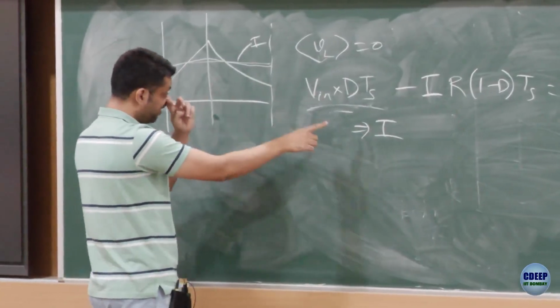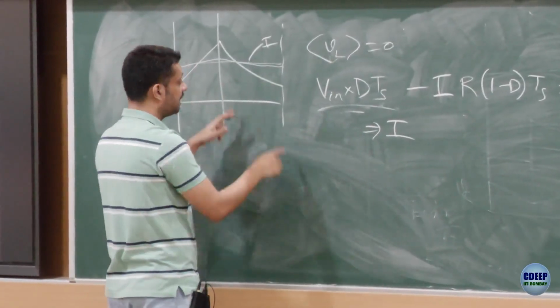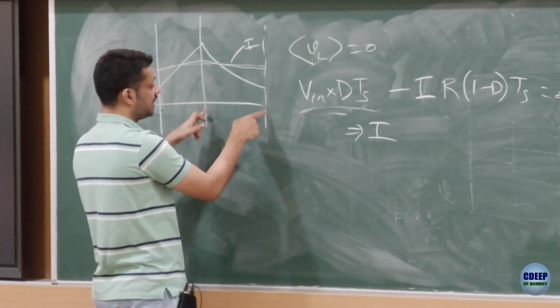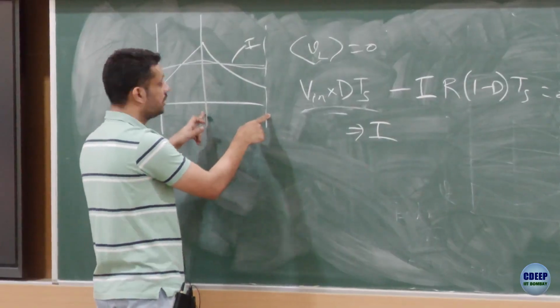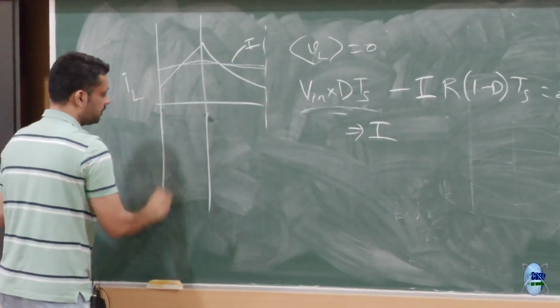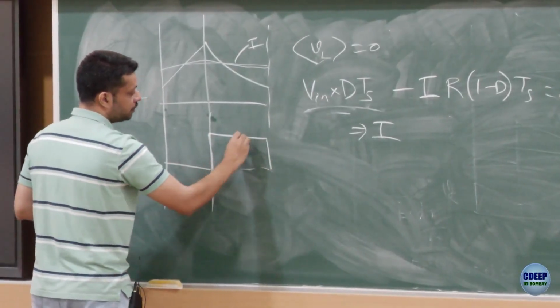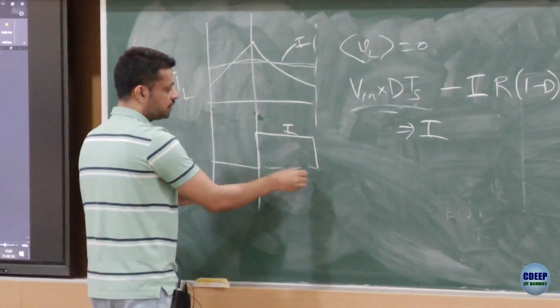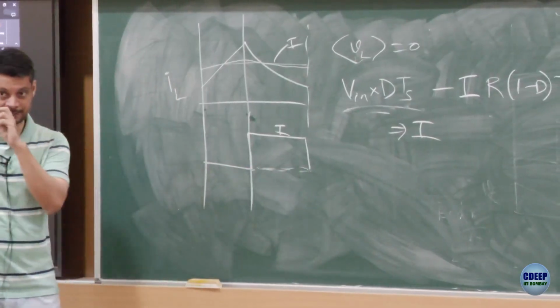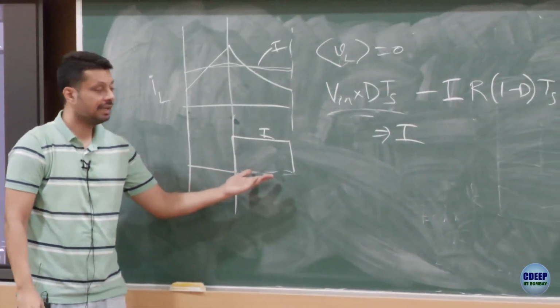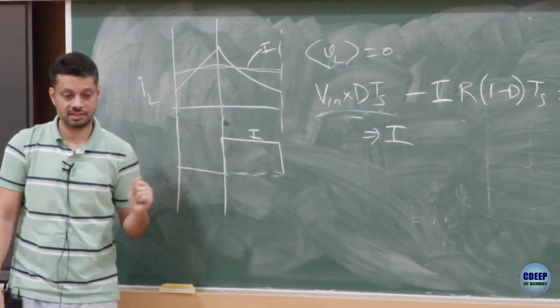Now this is the average inductor current. The average resistance current is different, because resistance current only flows in this duration. So you have to find the average of this one, where this value is I. That would be the average resistance current, because the resistance only conducts in this duration. In the first duration the resistance doesn't conduct.